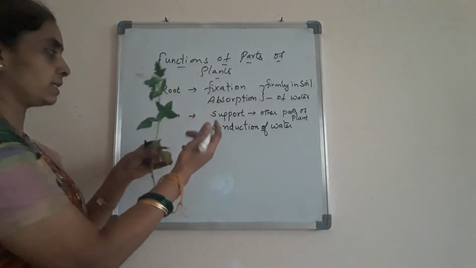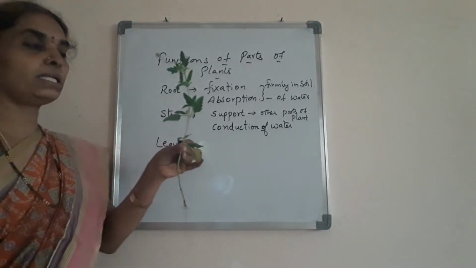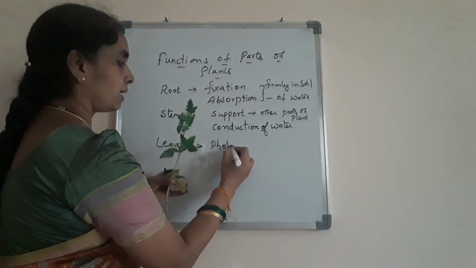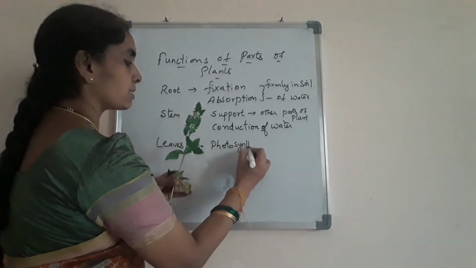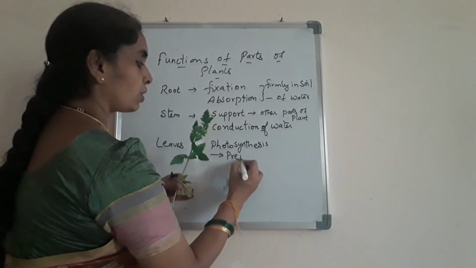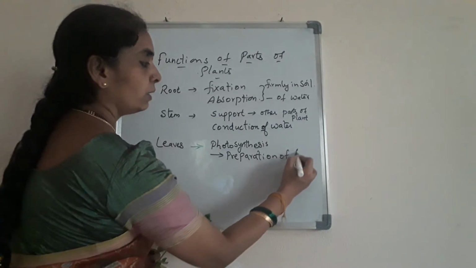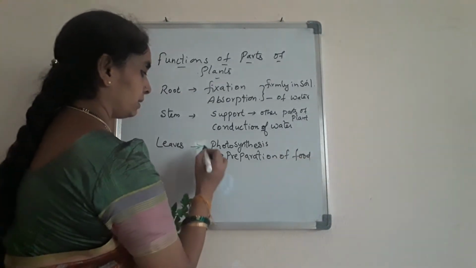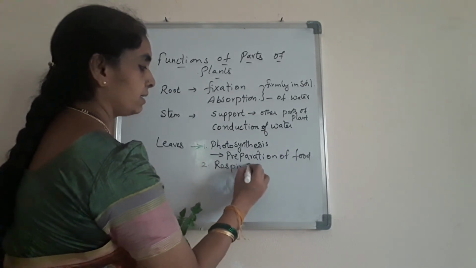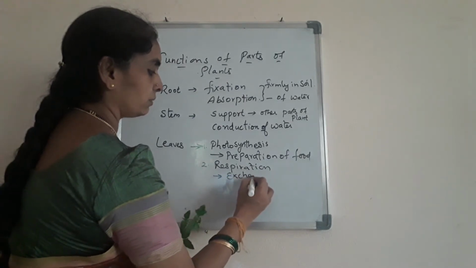Next comes the leaves. What are the functions of the green leaves of the plant? Leaves perform the function of photosynthesis. Later I'll explain this when I'm telling about it. They prepare the food for the plant. Photosynthesis means preparation of food for the plant. And the second one is respiration, that is exchange of gases that takes place in the plants. What is it called?